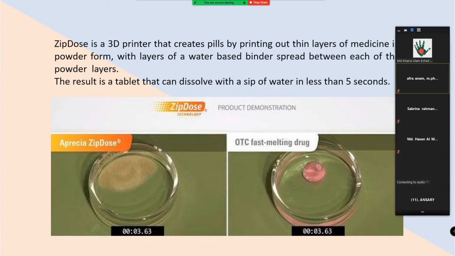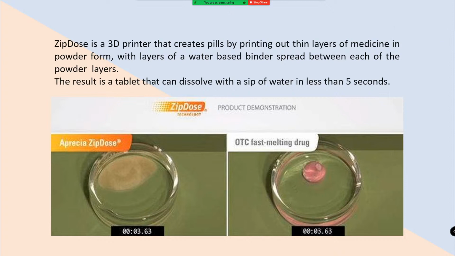In these 2 pictures, you can see a common pill and a pill printed by a 3D printer. The one printed by the 3D printer dissolved in only 3.63 seconds. That is a huge improvement.